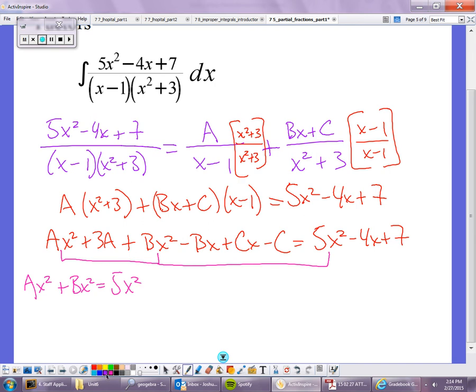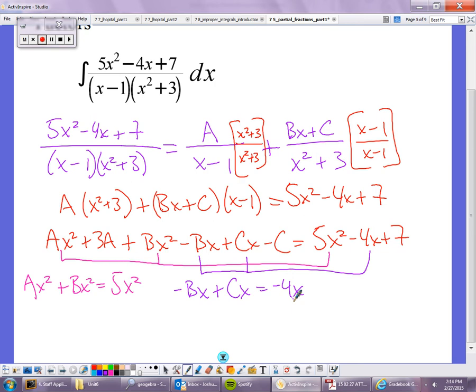Next, I've got my x terms. So I've got negative bx and cx, and those are going to go with negative 4x. So negative bx plus cx equals negative 4x.